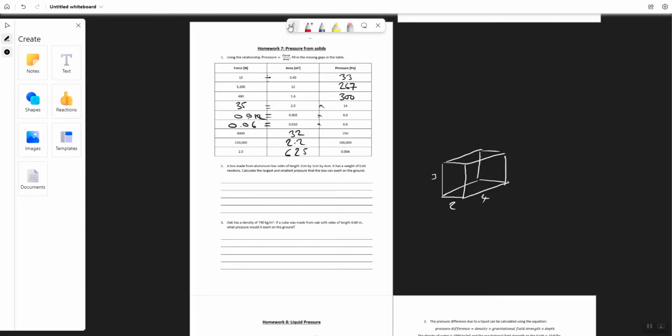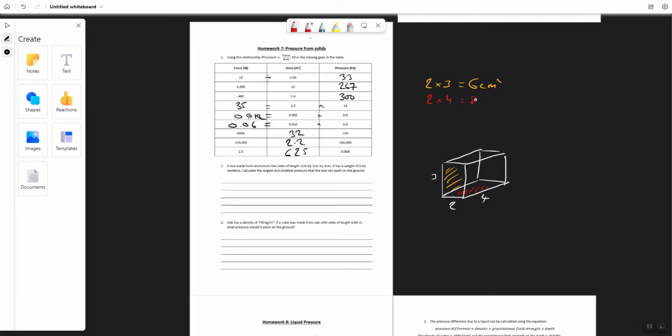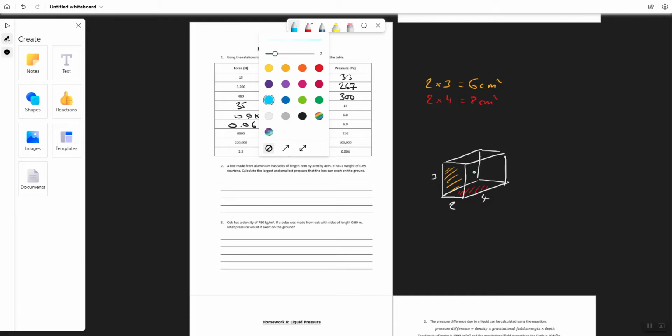So basically with a cuboid, you can put it on any side you want. You can put it on this side, which is 2 times 3, with an area of 6 centimeters squared. We can put it on the side it's currently on, which is the 2 by 4 side, which is 8 centimeters squared. Or we can put it on this side here, the 3 by 4 side. This is 12 centimeters squared.